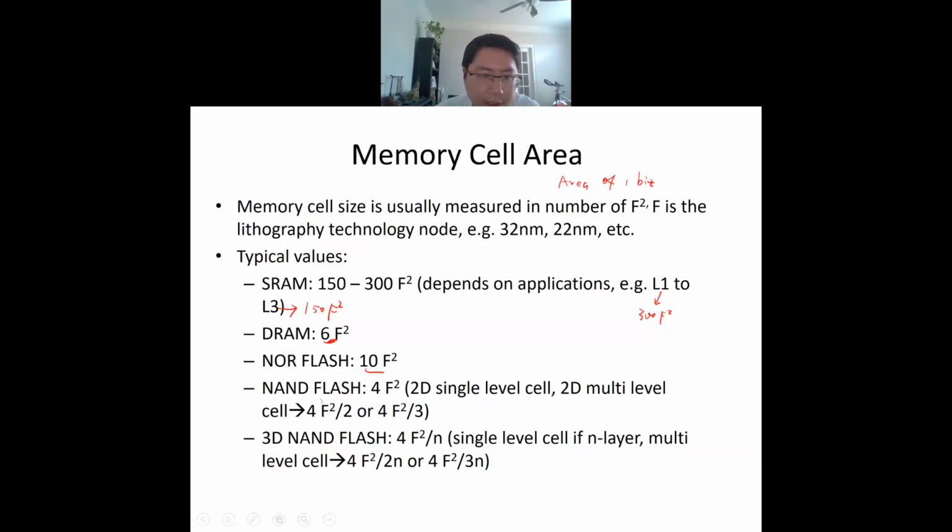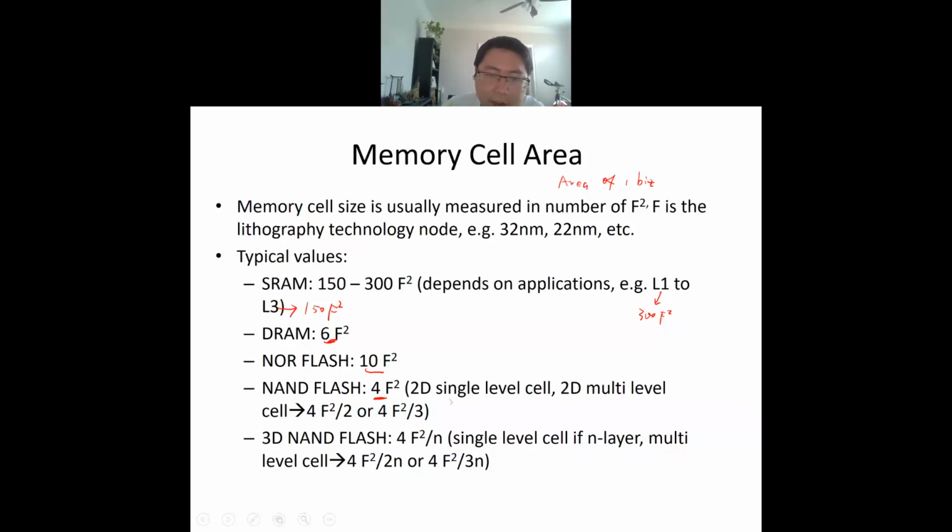But if you look at other types of flash, which is NAND flash, this is more popular these days because the SSD is based on this NAND flash. For the NAND flash, the single flash memory cell will give you 4 f squared. So it's denser than the DRAM. But this is based on 2-dimensional NAND flash and single level cell. So we will talk about in more details in lecture 19 about the flash. But here, let me just quickly give you an overview.